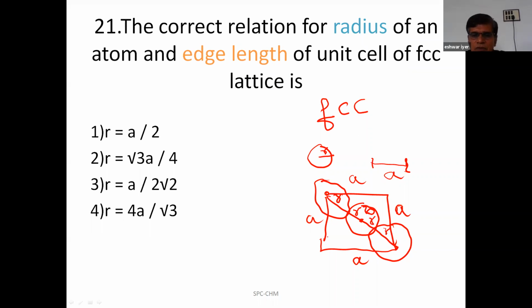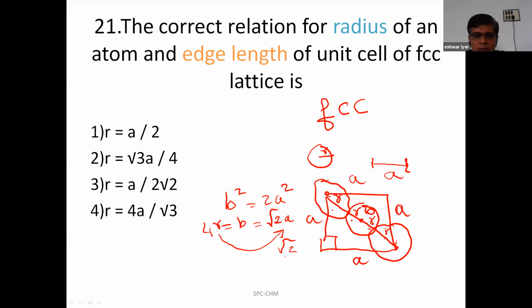Now you take this as the right triangle. So B square is 2A square. So B is root 2 A. Then in terms of R, how much is B? 1, 2, 3, 4. So B is related as 4R. Then you relate these two. So R is equal to root 2 by 4 A.